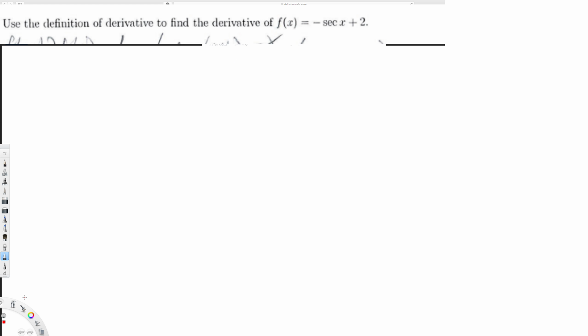We have this question right here. It's asking, use the definition of derivative to find the derivative of f of x equals minus sec x plus 2. So let's see how we can do this. First of all, we have to write down our definition of derivative.